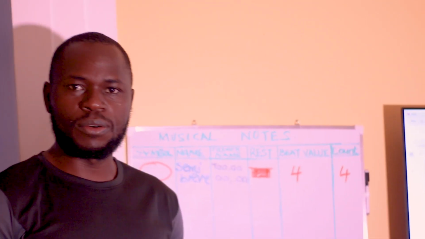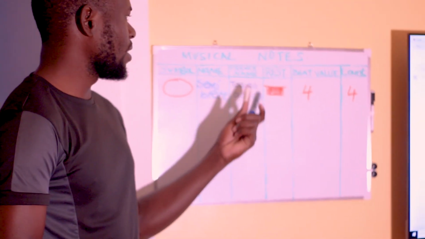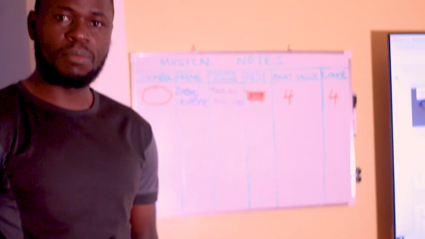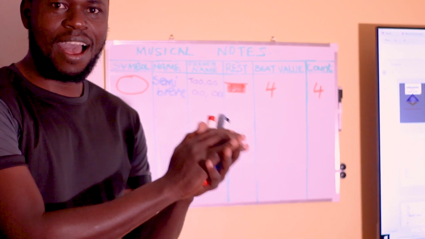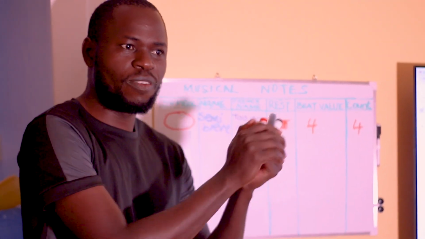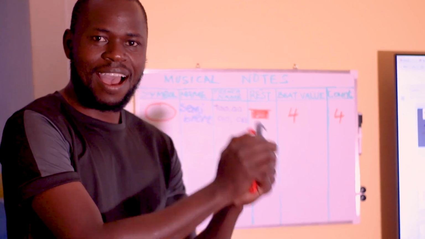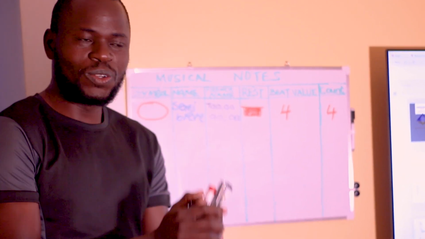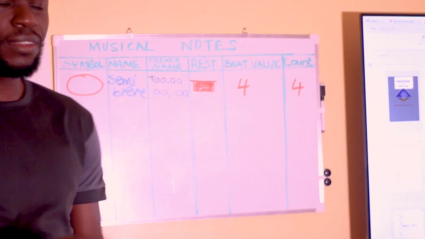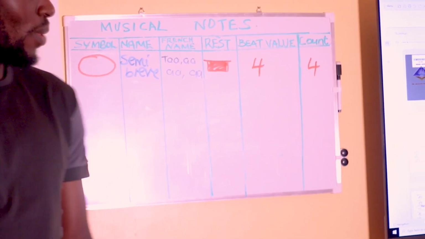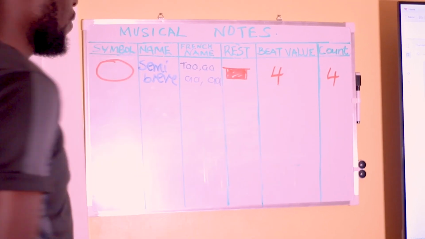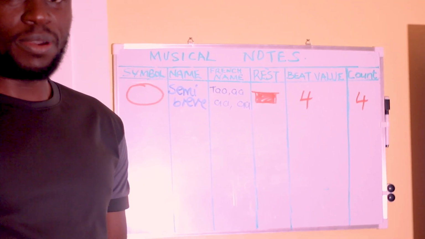How are we getting the count? We come to the French name. The French name will give us the count. Like we said, the French name of a semibreve is ta, so let's count: 1, 2, 3, 4. These are the counts. We get the counts from the French name. The count is 4. That is the semibreve.